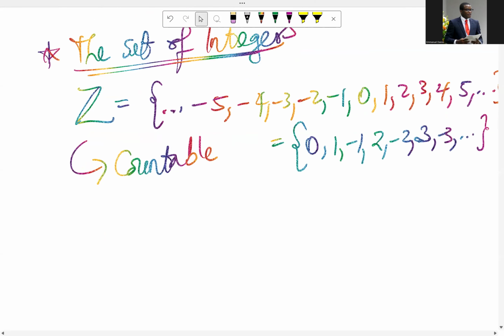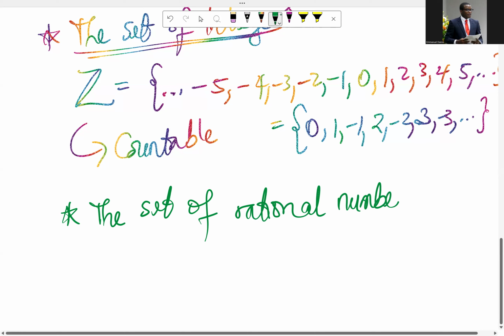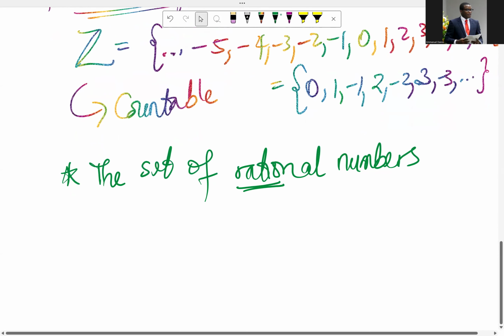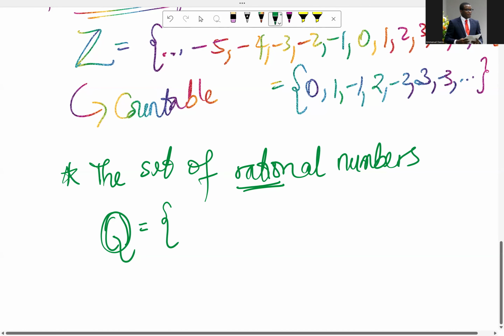Really important. Okay, so we go for the set of rational numbers, which is represented using this Q. It is the collection of all numbers p over q, such that p and q are both elements of the integers. They are both integers. These are rational numbers.